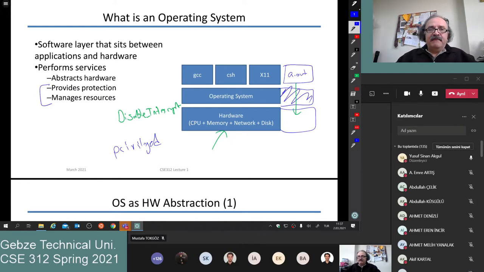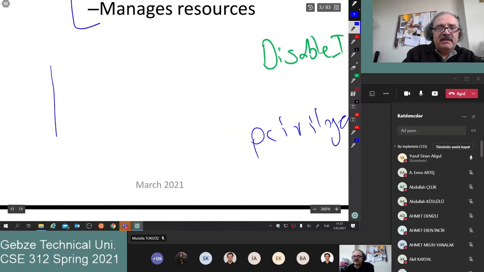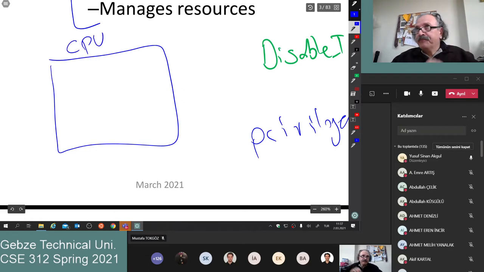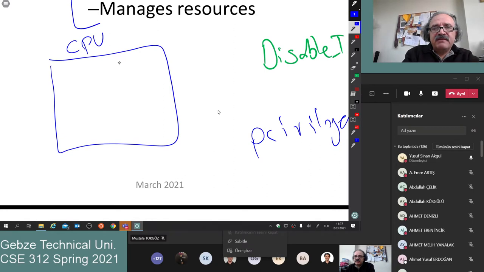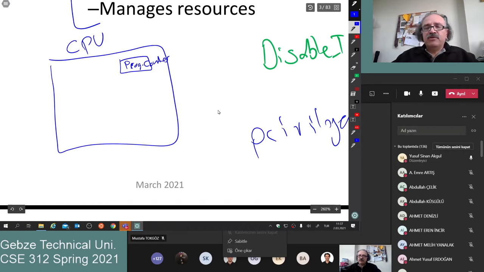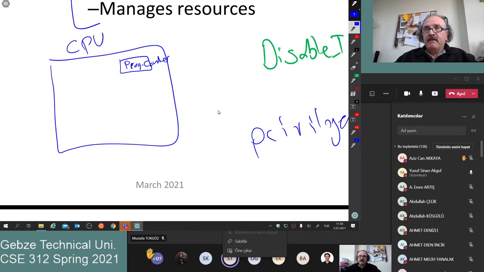What does the CPU have? We are going to talk about this in more detail anyway, but the CPU has registers in it. One of the registers is the program counter, right? What does the program counter do? Can anybody tell me the function of the program counter? It executes instructions one by one. Well, the CPU executes the instructions one by one. What does the program counter do? It tells you which instruction you are executing right now, right?